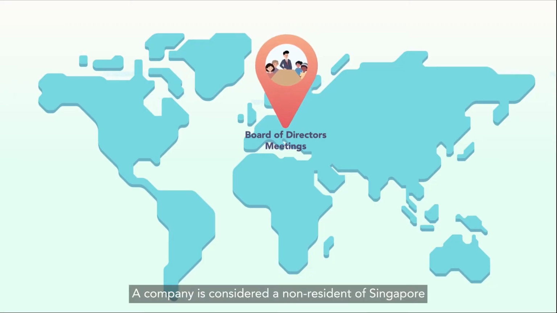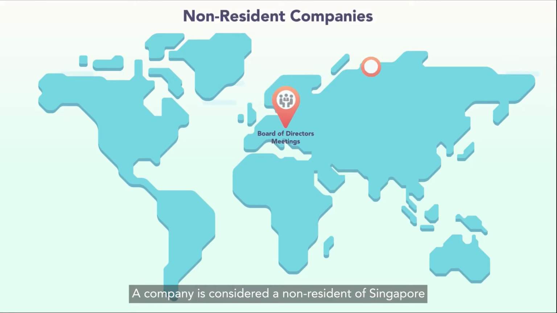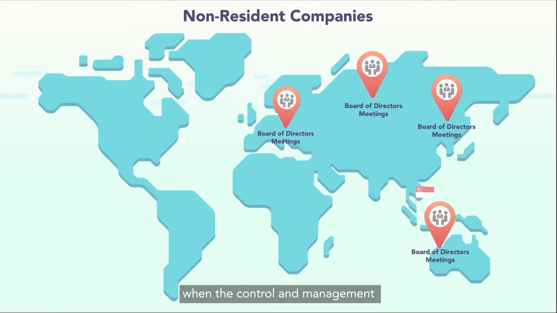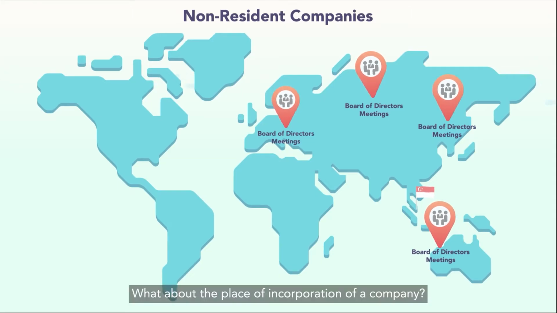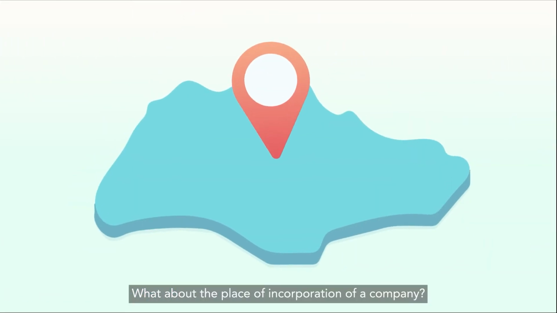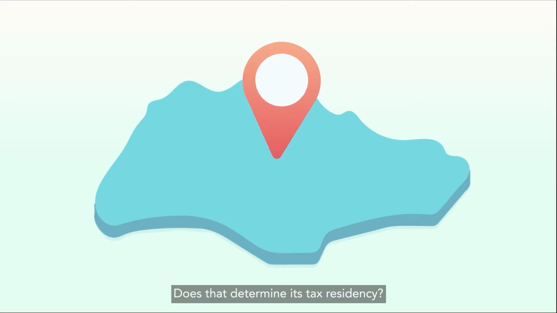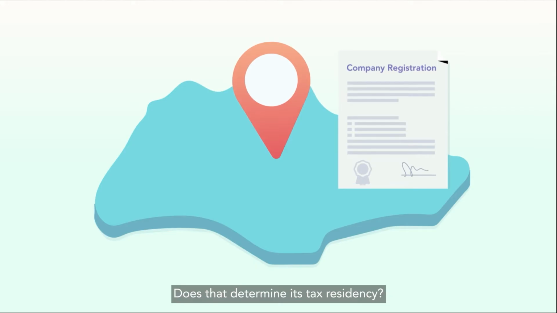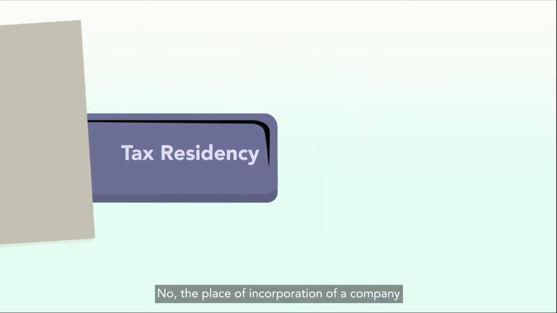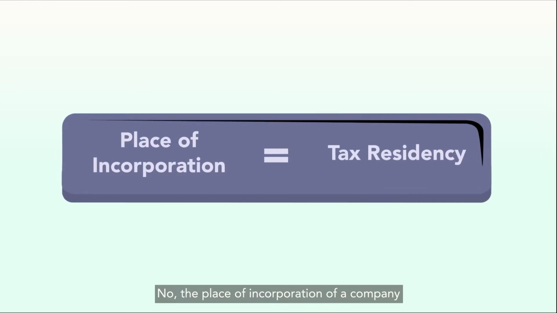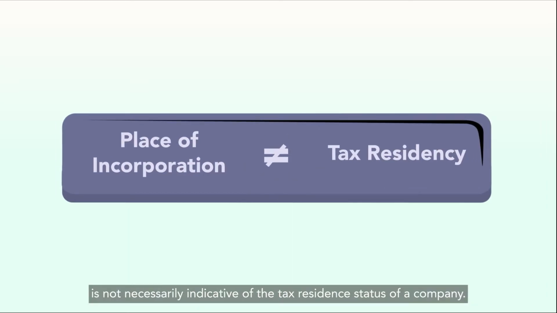A company is considered a non-resident of Singapore when the control and management of the company is not exercised in Singapore. What about the place of incorporation of a company? Does that determine its tax residency? No, the place of incorporation of a company is not necessarily indicative of the tax resident status of a company.